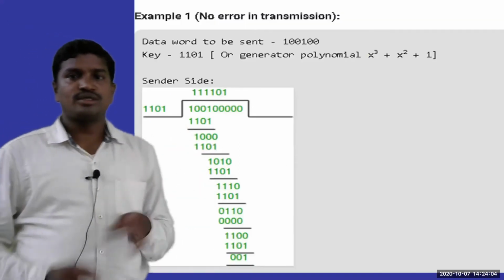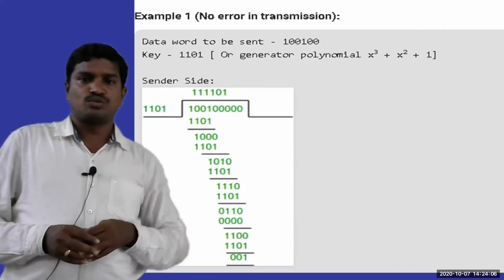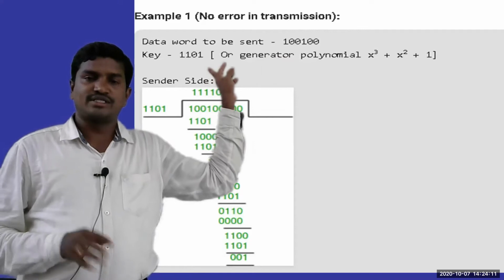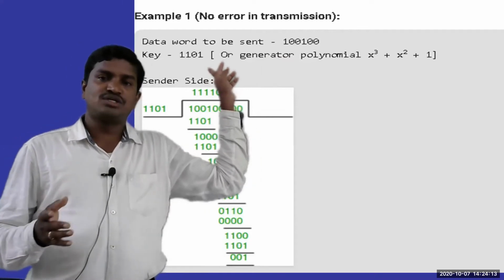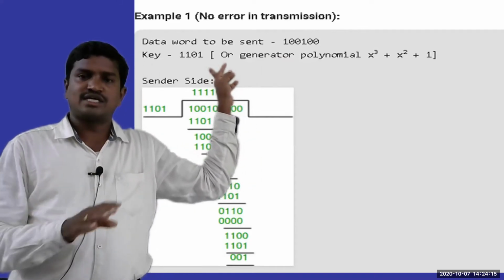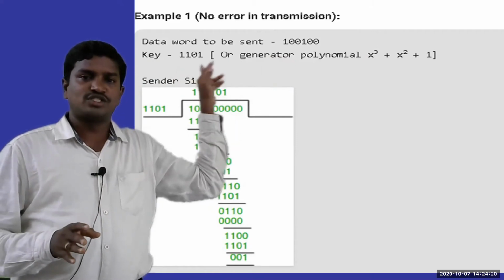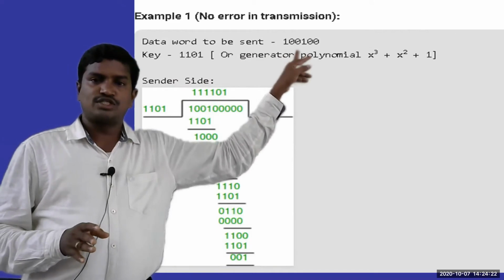Now you take this one, data word is 100 100. When you got data word as 100, the key is nothing but divisor. In some books it is treated as key, divisor, polynomial, generator. These are the different words used for this key or divisor. So now the divisor is 1101 and the data is 100 100.